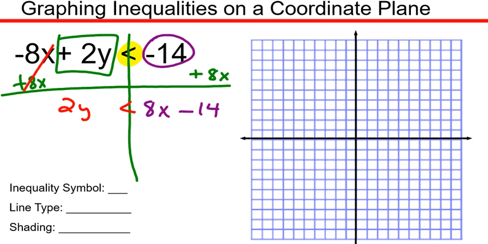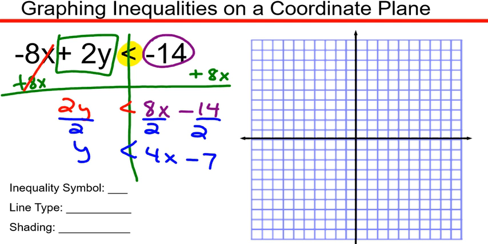All right, I still have not solved for y. I'm not done yet. I need to divide everything by 2. So I'm going to have y is less than 4x minus 7.